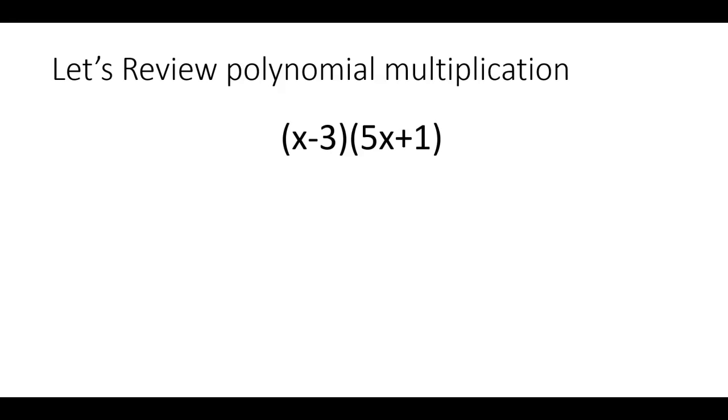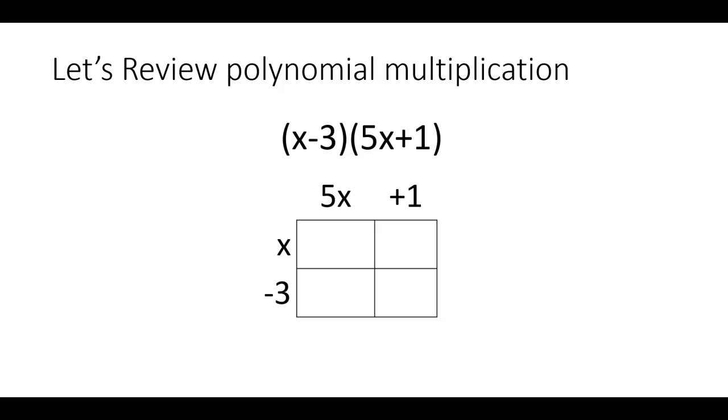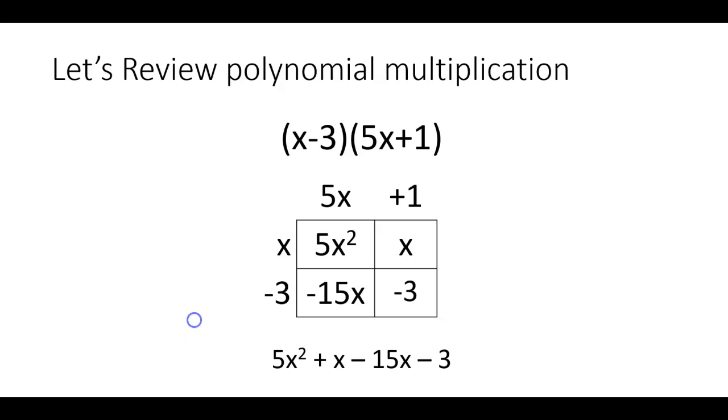Now you don't need to write this, but I just want to review this with you guys. So step 1 here is to make a box. You put the 5x plus 1 along the top, x minus 3 down the side, and then you start filling in things. So 5x and x makes 5x squared. 1 times x makes x. 5 times negative 3 makes negative 15, and then 1 and negative 3 makes negative 3. And then we combine our like terms together. So that's old, that's multiplication.